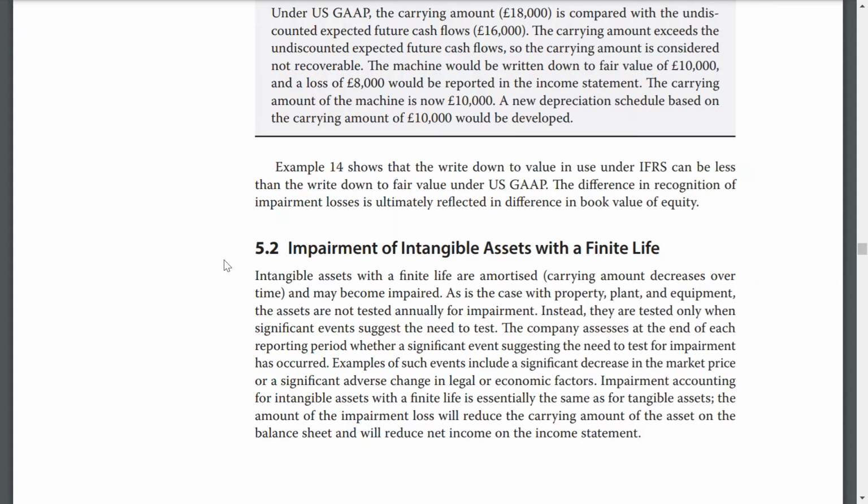Examples of such events include a significant decrease in the market price or a significant adverse change in legal or economic factors. Impairment accounting for intangible assets with a finite life is essentially the same as for tangible assets. The amount of the impairment loss will reduce the carrying amount of the asset on the balance sheet and will reduce the net income on the income statement.